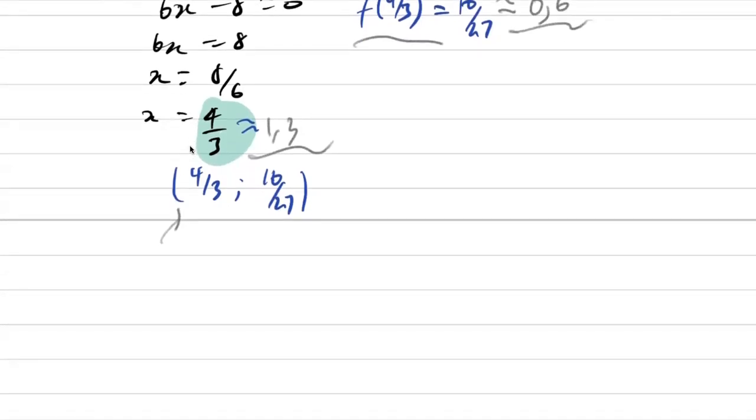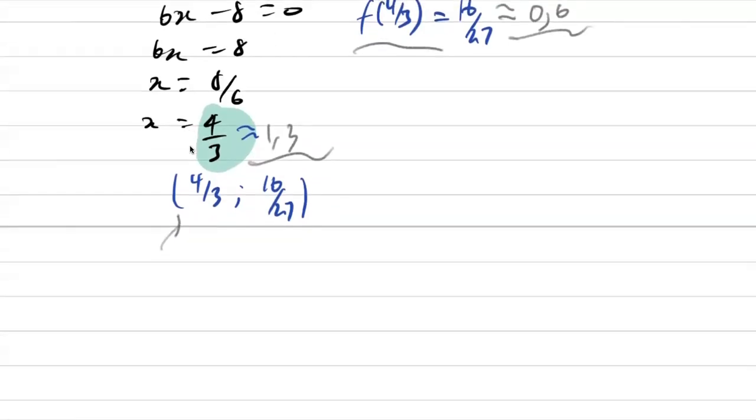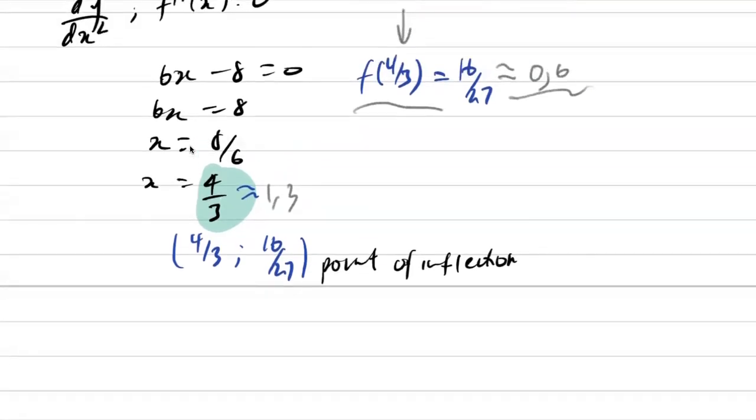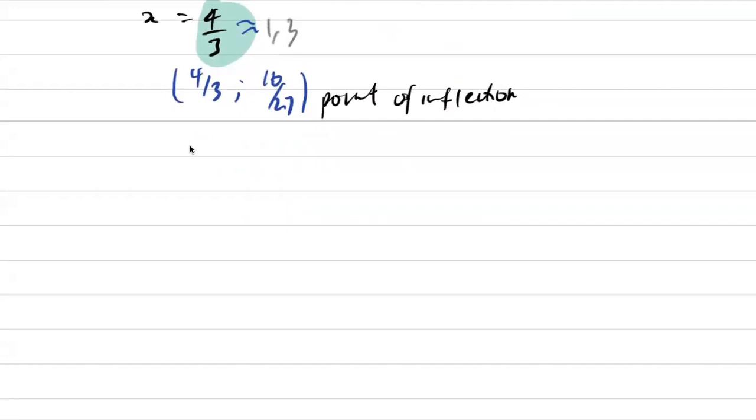Okay, so we're done with this part, and this is a point of inflection, by the way. That point is the point of inflection. It kind of divides the portions of concave up and concave down, which we'll see later on. All right. Now we need to go into the intercepts.